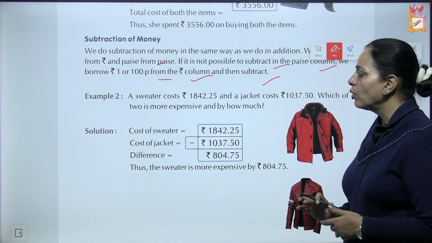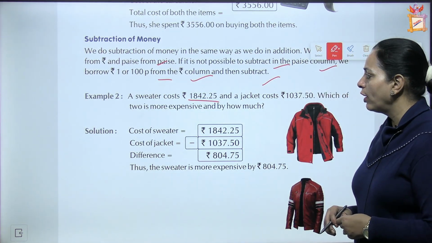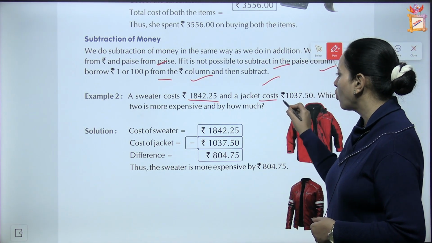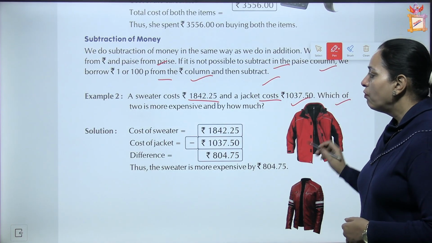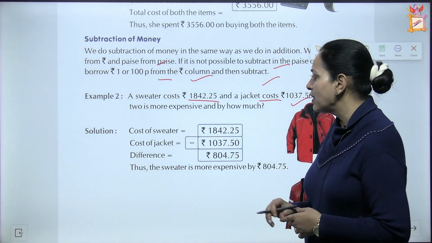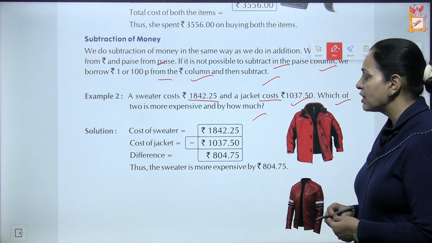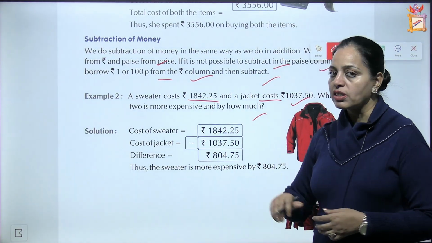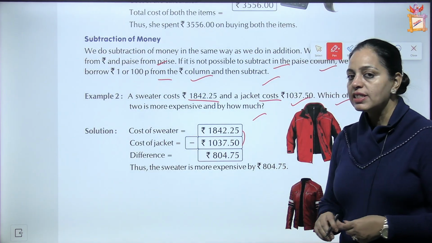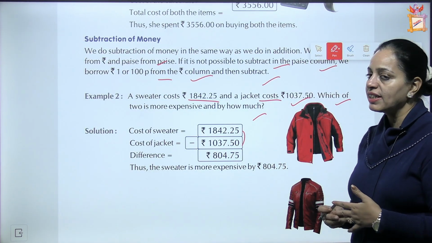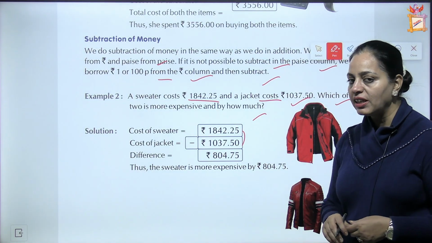See example 2. A sweater cost rupees 1842 and 25 paise and a jacket cost rupees 1037 and 50 paise. Which of the two is more expensive and by how much? Which of the two is more expensive? So sweater cost is more and how much? So we have to subtract. Whenever we have to do a comparison, we have to find the difference. So we will minus both.